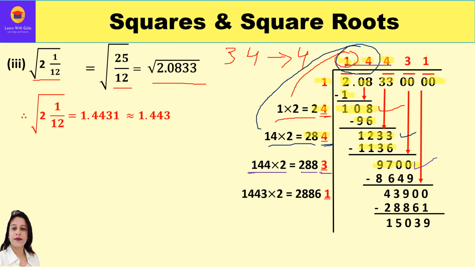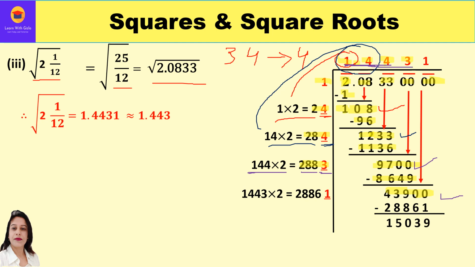So the suitable number which I found is 3. So my divisor is 2883. Multiply by 3, I got a product 8649. 9700 minus 8649, I will get 439. Further bring down the next period 00. Now my new dividend is 43,900, for which I need a divisor. Now I will take the divisor 1443. Okay, you can see over here.